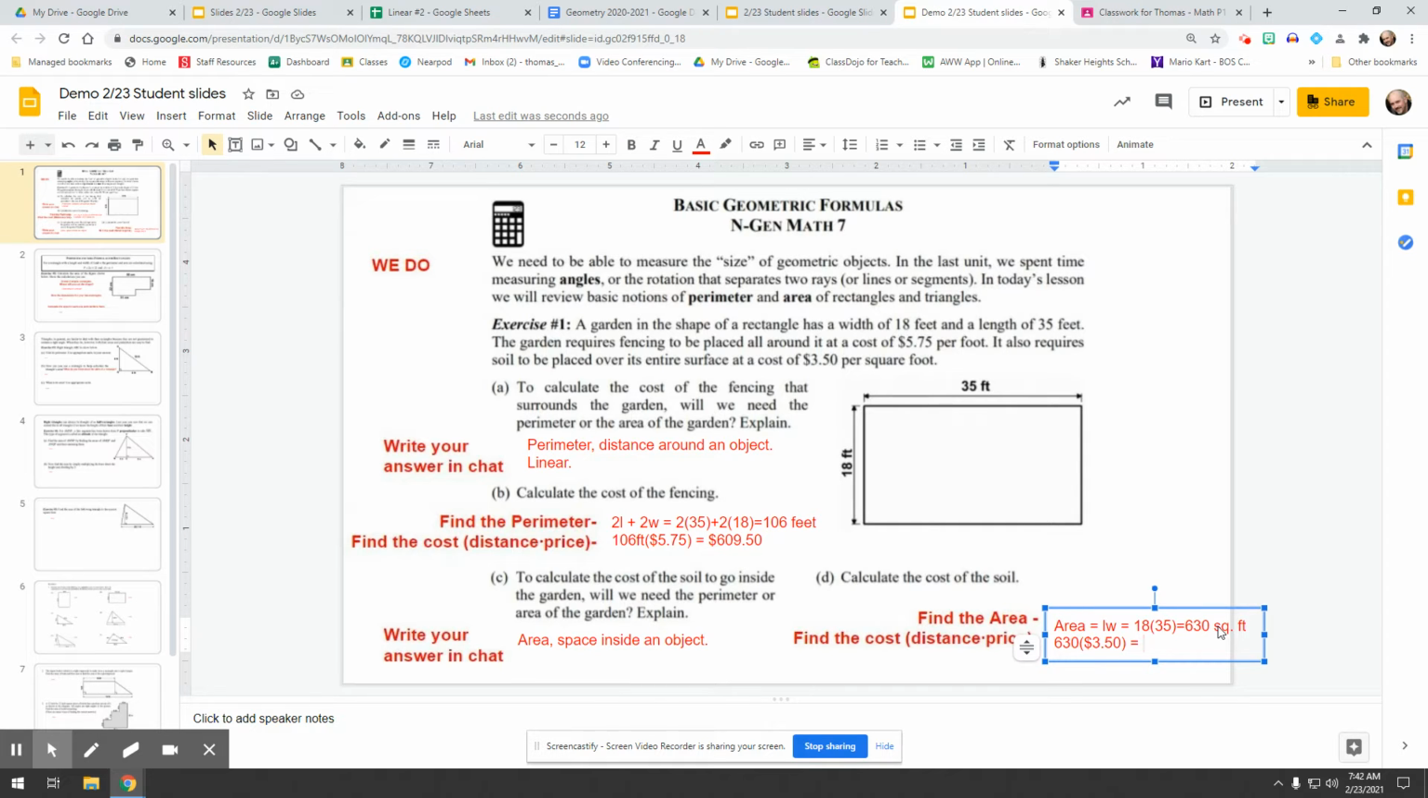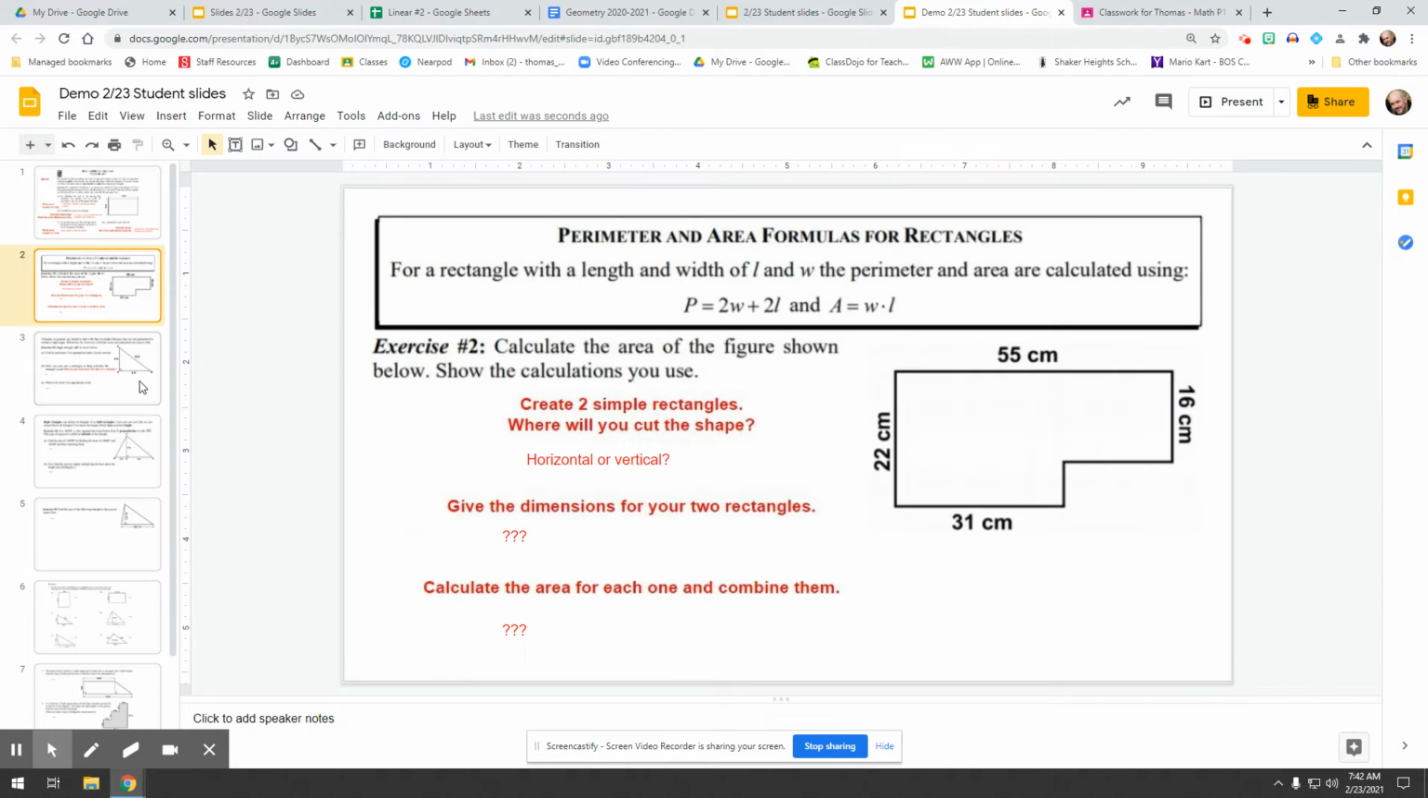All right, so it looks like it is $2,205, which is a lot for dirt. So that is an example. A lot of people do yard work and they have to put in fences or fill in areas. So it's not unusual to have to do calculations like this. And it's important to make sure that you understand the difference between perimeter and area.